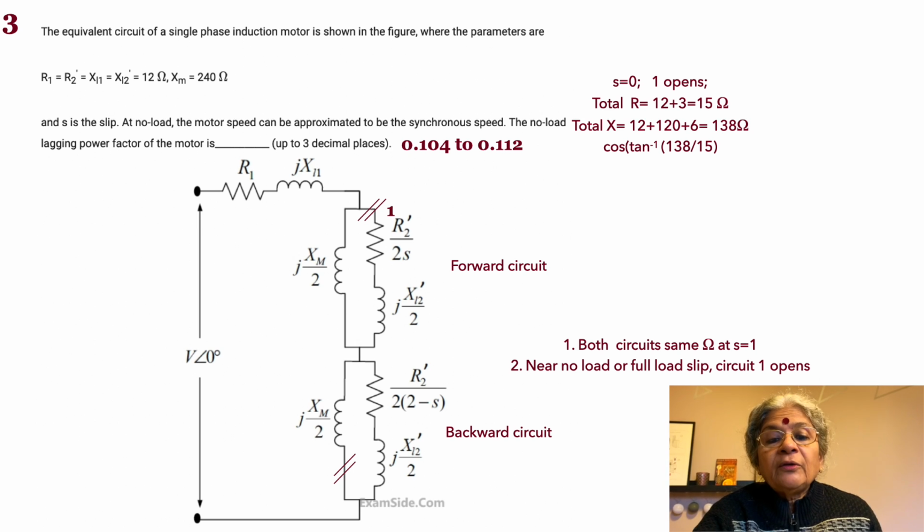So now in total we have X equal to 138. So R is equal to 15 and X is equal to 138, which gives us a power factor given by cosine of tan inverse 138 by 15, which is about 0.104. Of course you can find out the answer. You can see that it's between 0.104 to 0.112, as is normally given as the guidelines in GATE examination keys.